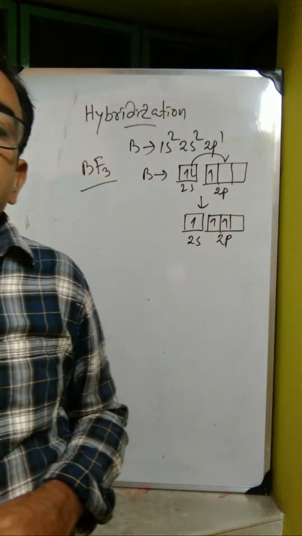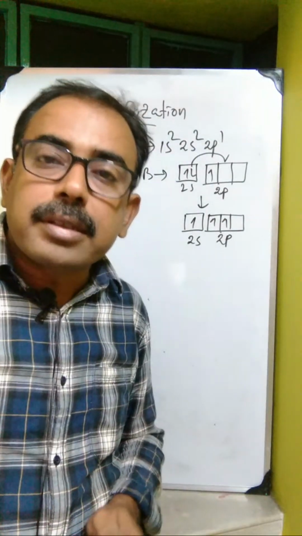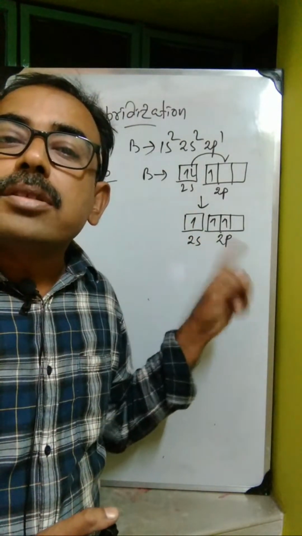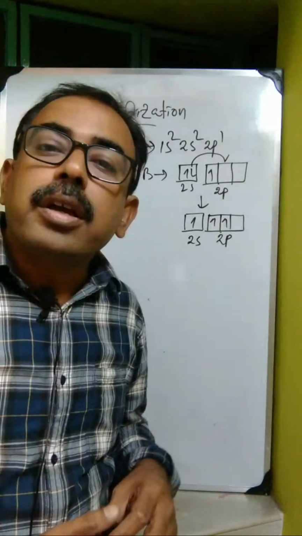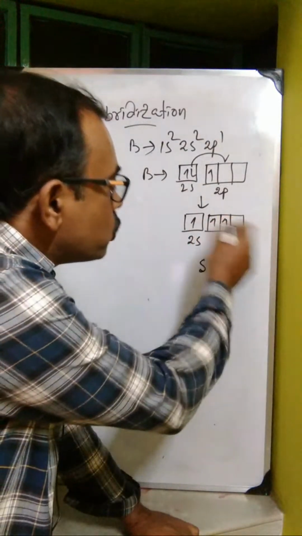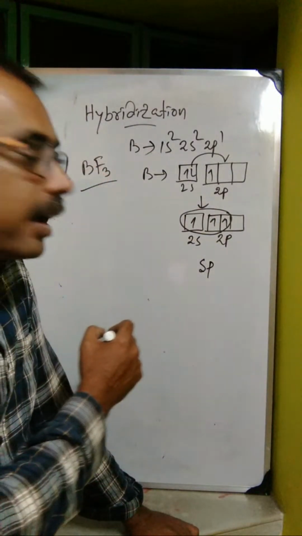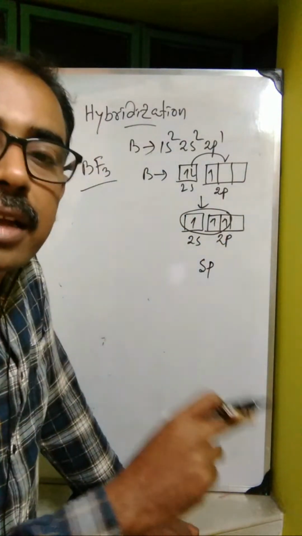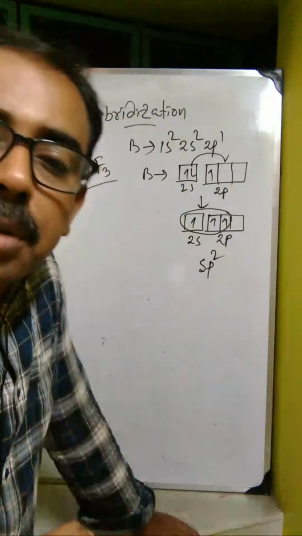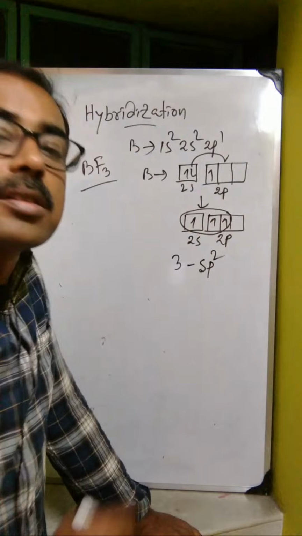Okay, now hybridization occurs among the orbitals where unpaired electrons are present. So with one s orbital and two p orbitals, the mixing will occur, that is, hybridization will occur, and each hybridized orbital will have one part of s orbital and two parts of p orbital. So the state of hybridization is sp2. And how many sp2 hybridized orbitals will there be? Of course 3. So 3 sp2 hybridized orbitals will be formed.